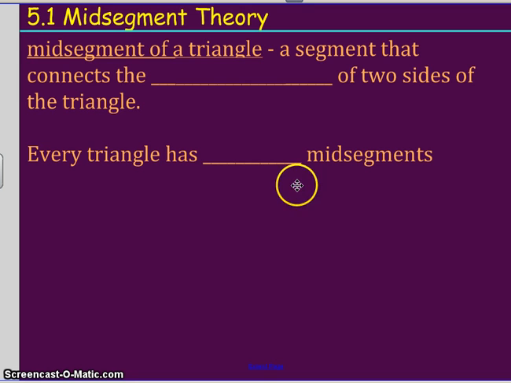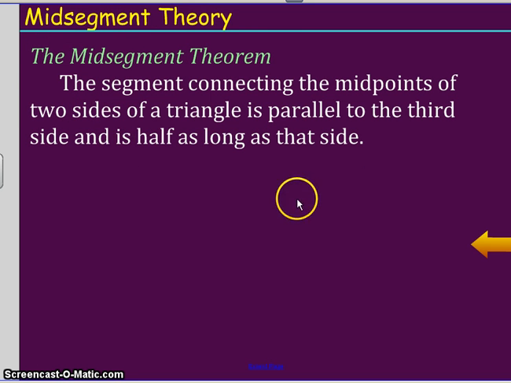Let's move on. Alright, so a midsegment of a triangle is a segment that connects the midpoints of two sides of the triangle. So now, instead of a vertex going down to the midpoint, which was a median, we're going to have two midpoints of the two sides connected together. And that's going to be our midsegment. Every triangle has, you got it, 3 midsegments, just like every other special segment that we've had.